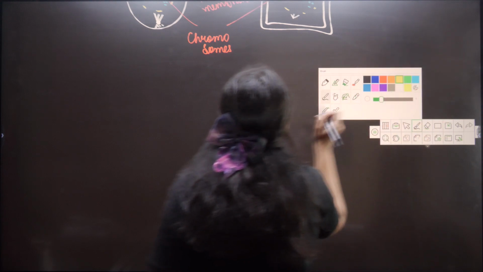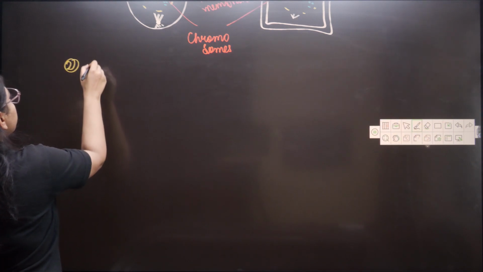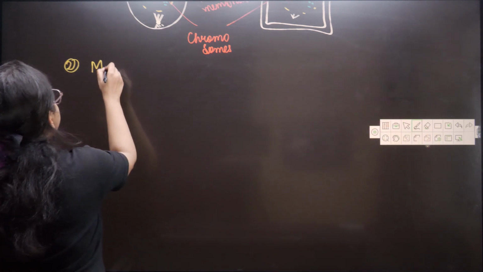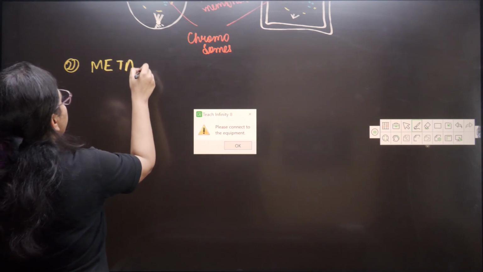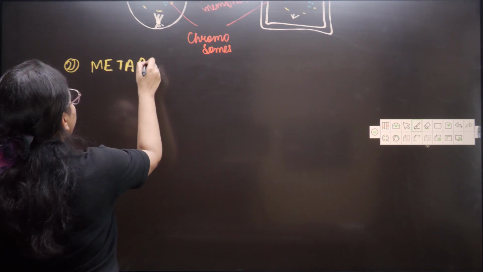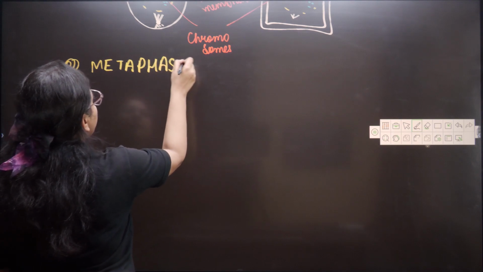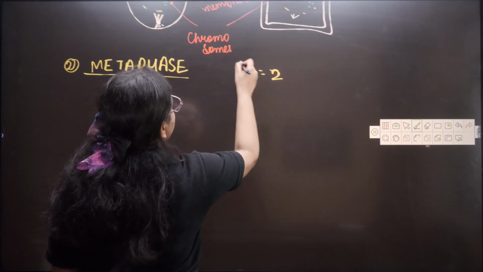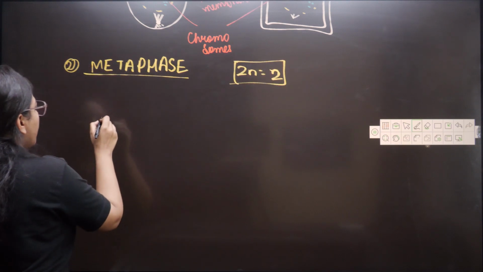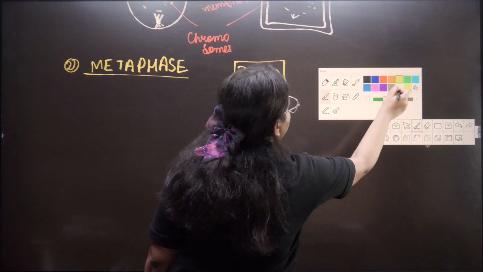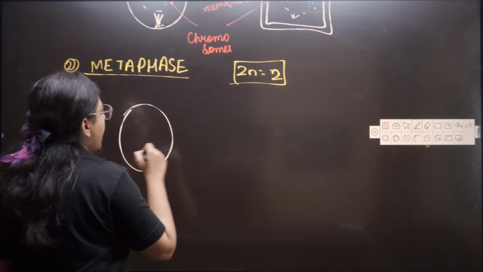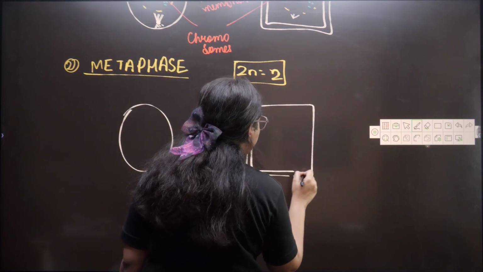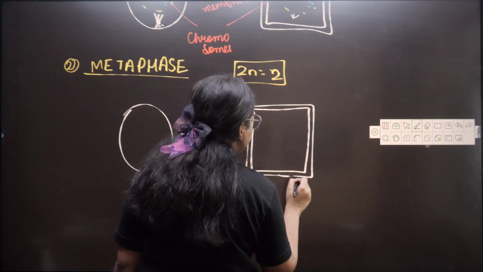Second is metaphase, and again as we have taken 2n equal to 2, this is what we are going to follow in all. So two types of cells we are going to draw like earlier, one is the animal cell, one is the plant cell. The plant cell will have two membranes, the cell wall and the cell membrane.